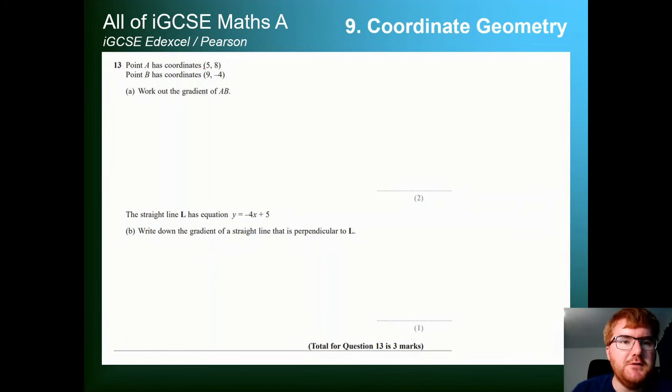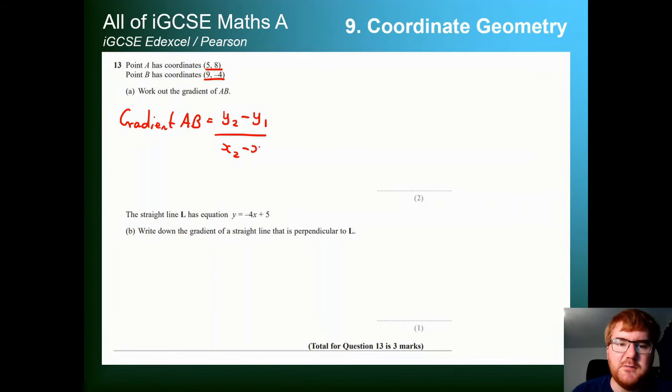Point A has the coordinates (5, 8). Point B has the coordinates (9, -4). And we want to work out the gradient of AB. Now, there's different ways we can approach this. I think most people use this idea of (y2 - y1) over (x2 - x1), a formula that you do need to know.